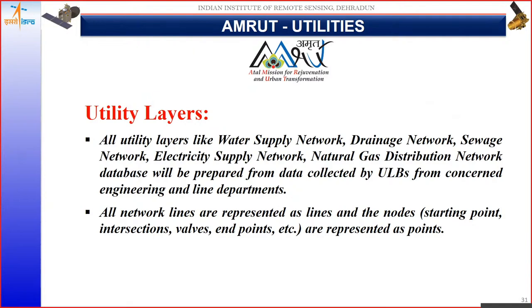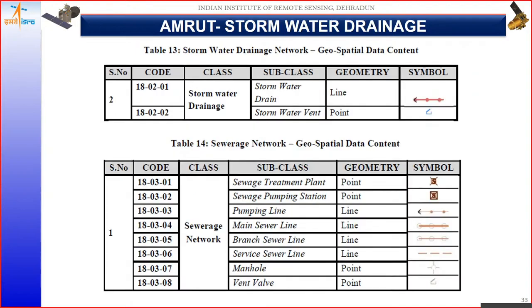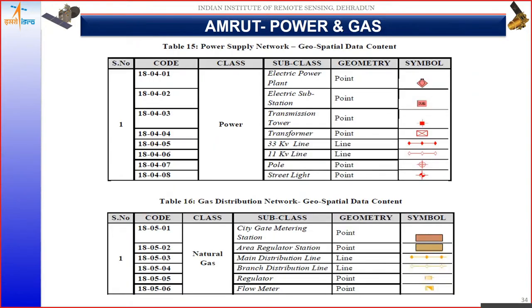Okay, so under the 11 reforms, mapping of utilities like water supply network, drainage, sewerage, electricity supply, gas distribution, etc., are being planned for mapping. So once you have mapped it, then you can do the subsequent exercises as I have shown in the previous slides. This Amrit document has beautifully listed what kind of assets there are under water supply, and what symbology should be followed: water supply, stormwater and drainage network, sewerage network, power supply, gas distribution network.